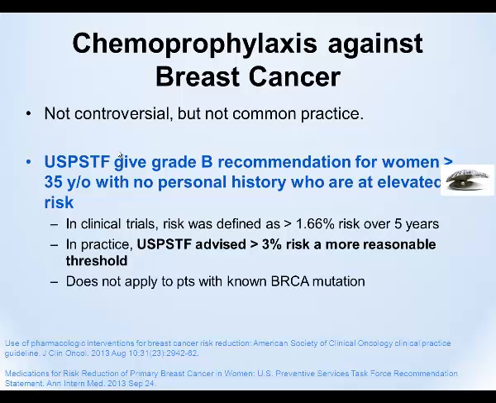The guideline covers 35-year-old women with no personal history who have an elevated risk. In the clinical trials, they use the Gail model. They wouldn't make you parse that all out, but I think they might give you a Gail risk score, potentially. That would be fair game. I would use a threshold of 3%, even though the clinical trials use 1.66% in this 5-year model. The USPSTF has synthesized the data and said that people with a greater than 3% risk of developing breast cancer should be on chemoprophylaxis.